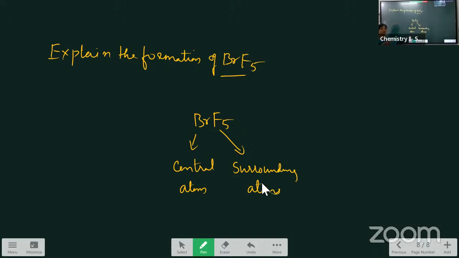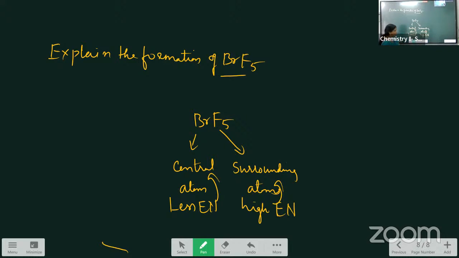Now, how do you decide which is the central atom and which is the surrounding atom? The atom which is less electronegative of the two, that will form the central atom. The one which is highly electronegative, that will form the surrounding atoms.